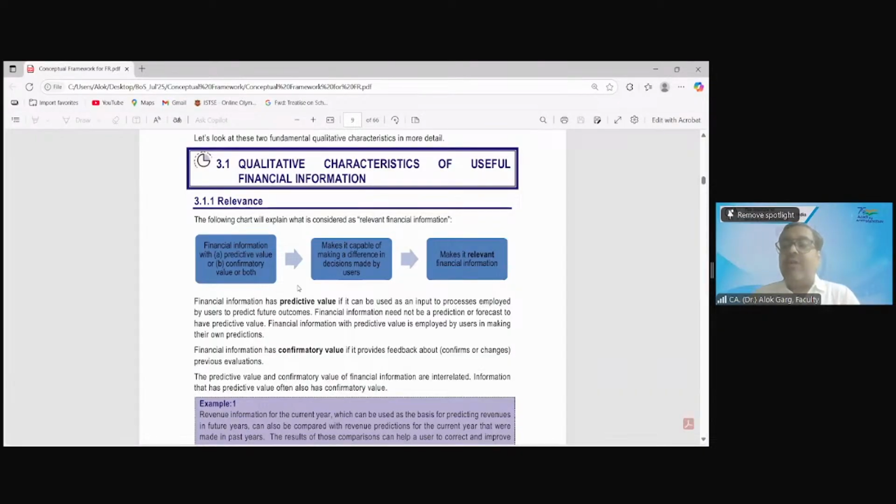Then we will be talking about enhancing qualitative characteristics. So first fundamental characteristics, then enhancing characteristics. Then we will be talking about comparability, verifiability, timeliness. Those aspects we will be talking about. So there are two kinds of characteristics of useful financial information: fundamental and enhancing.